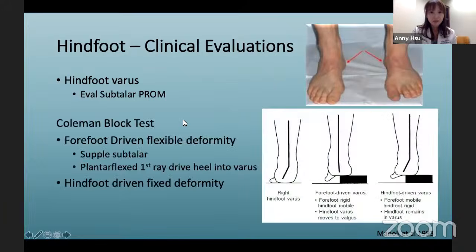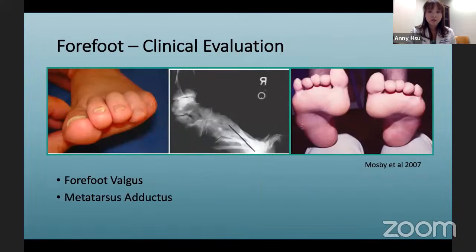The Coleman block test is a tried and true, very old test, but very helpful because it helps us differentiate the forefoot-driven flexible deformity, where correcting the forefoot can help neutralize the hindfoot alignment, as you see here on this middle image, versus a very fixed deformity where the hindfoot remains locked in despite having a block to correct the forefoot. Clinically, for forefoot pathologies, you also see patients with metatarsal adductus as well as forefoot valgus.